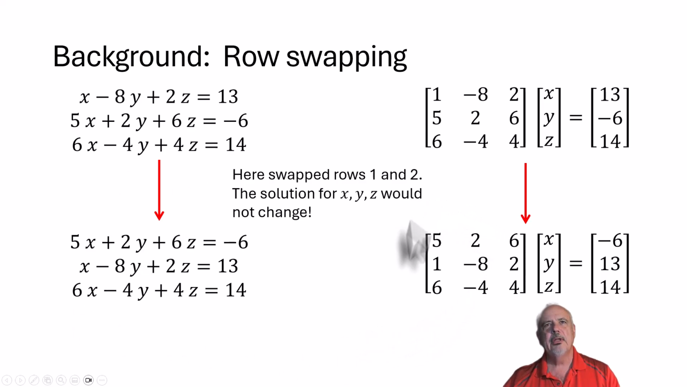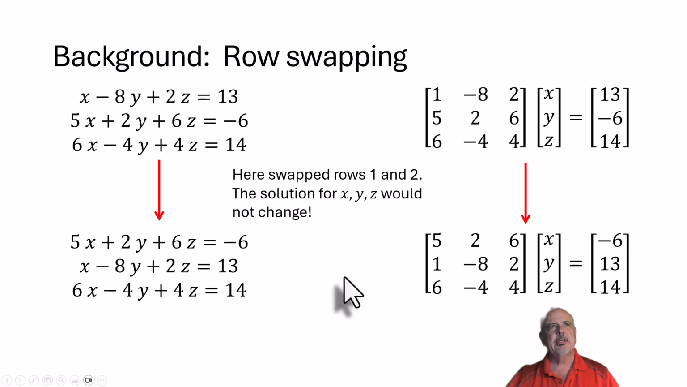So over here, if I look at how I'm doing that with the matrices, it's the second row of the 3x3. The second row of the original is now the first row. The first row of the original is now the second row. So I've swapped the rows of the 3x3, and I have to swap the right-hand side as well. The minus 6 and 13 have been swapped.